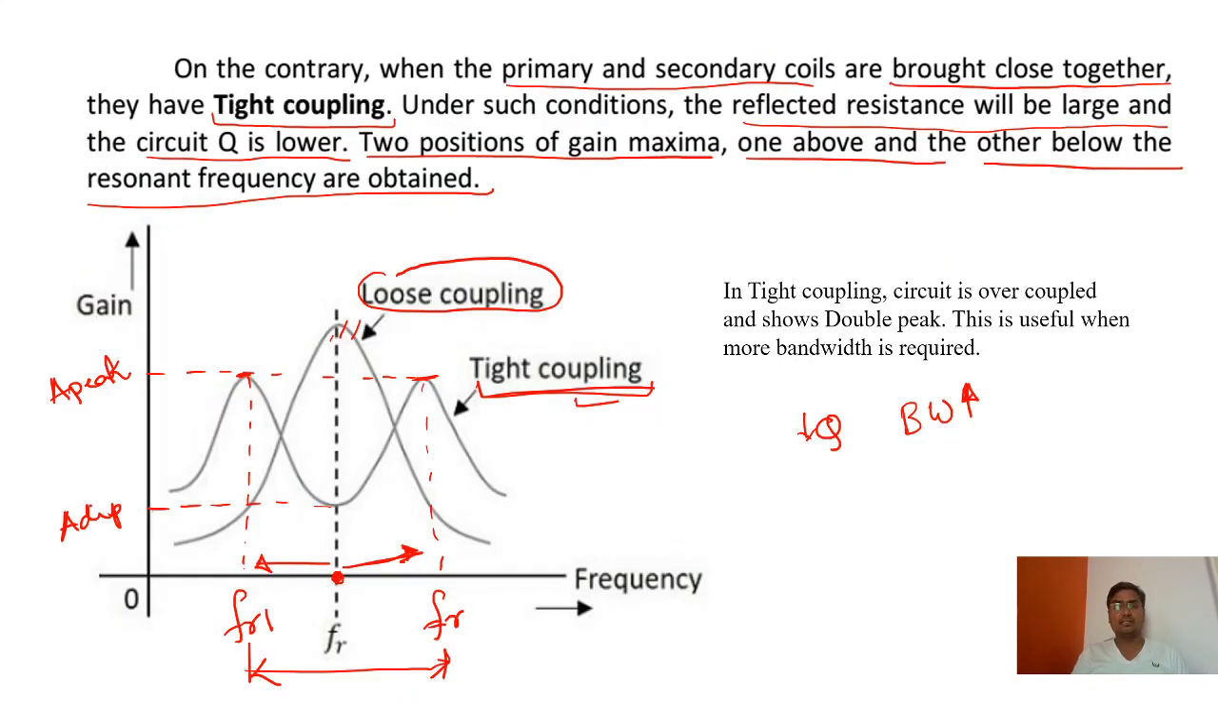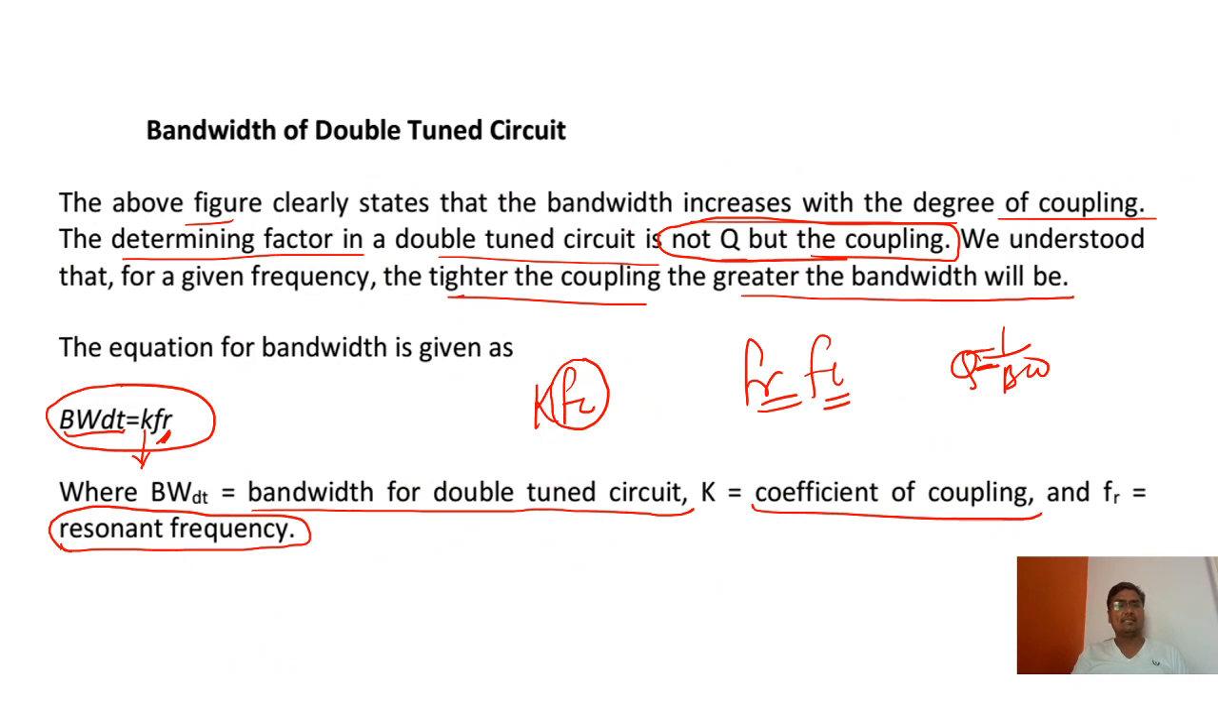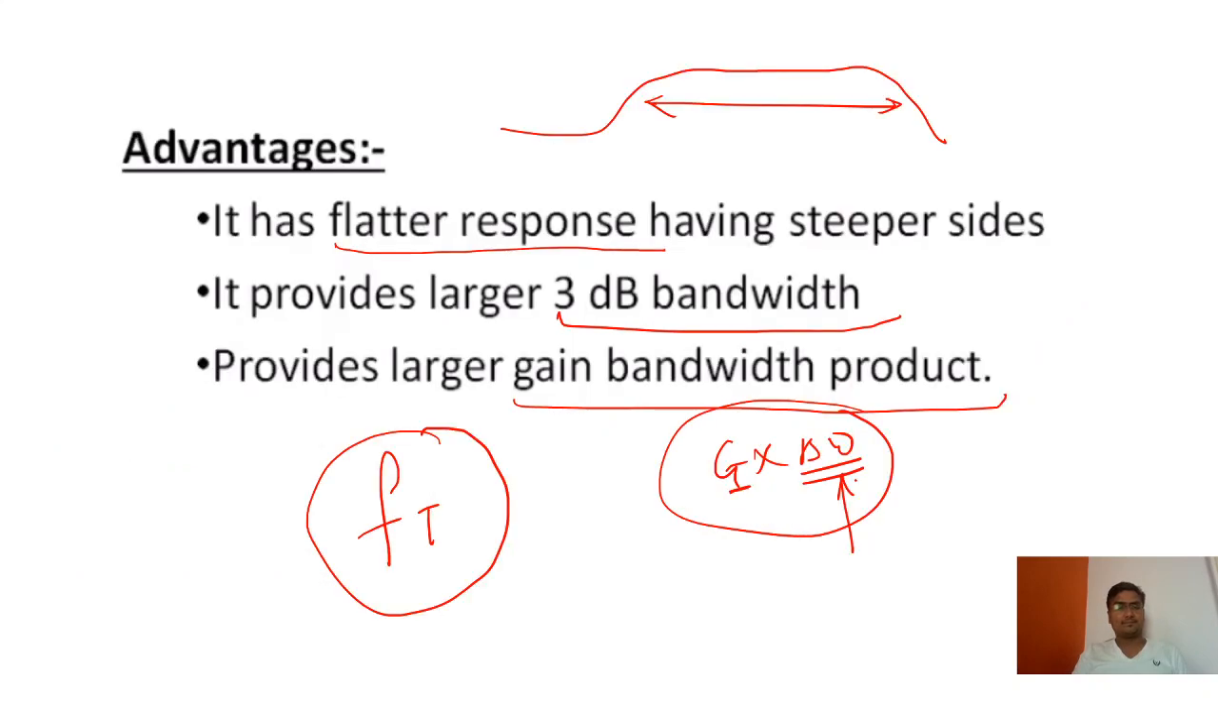And what was that case? The case is the staggered tuned amplifier. Look at this. We had this bandwidth of the double tuned circuit, and what is the bandwidth? It is K multiplied by FR. K is the coefficient of coupling, because everything depends on that coupling, tight coupling or loose coupling. So the coupling coefficient multiplied by the resonant frequency will give us the bandwidth.